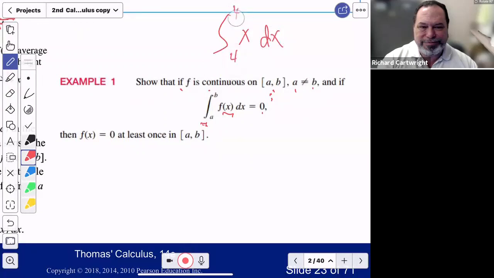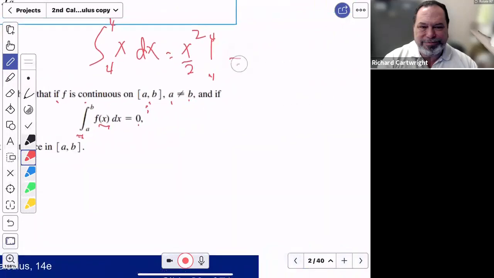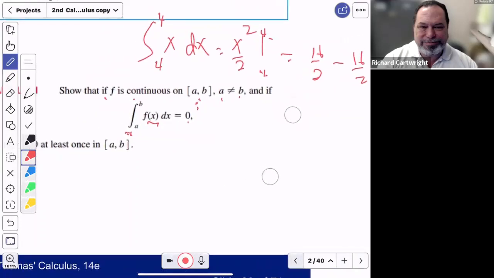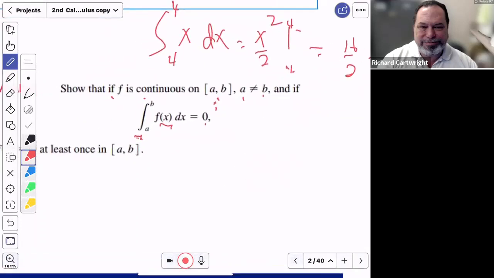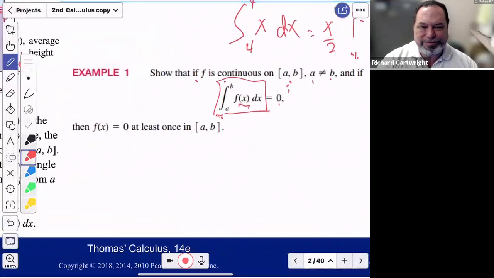4 to 4, then what happens is when I do my antiderivative of x squared over 2 from 4 to 4, then we learned already that means top number 16 over 2 minus the bottom number 16 over 2. That gives you 0. So that's cheating. Is there another way that this answer could become 0? And when we find out, then we know that f of x equals 0 at least once.